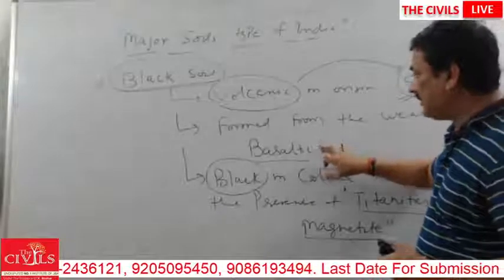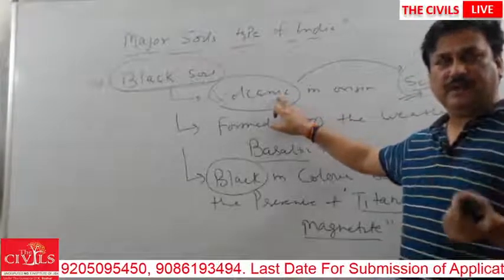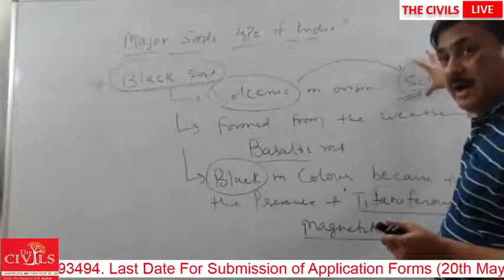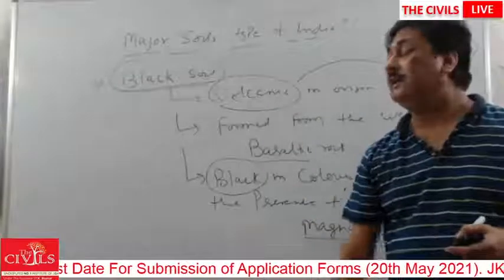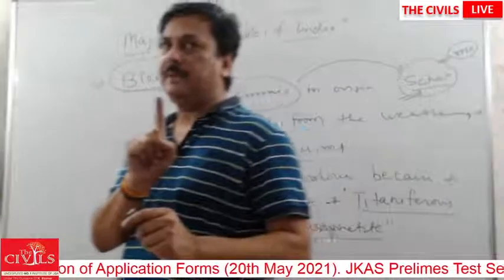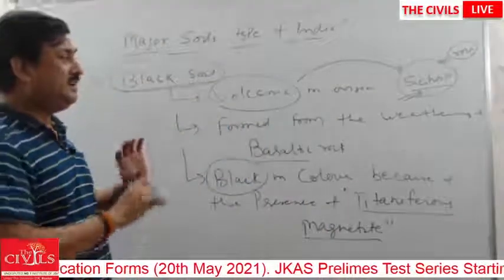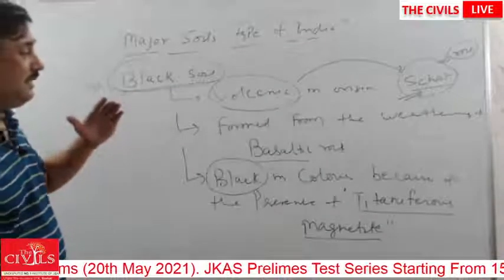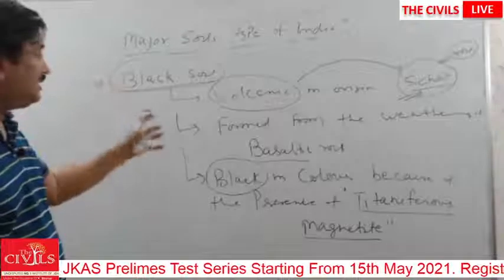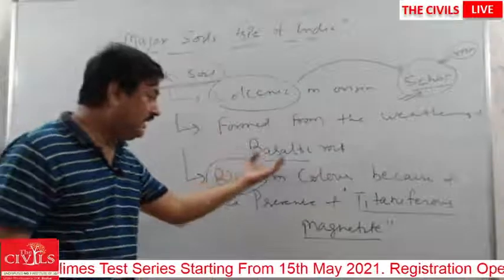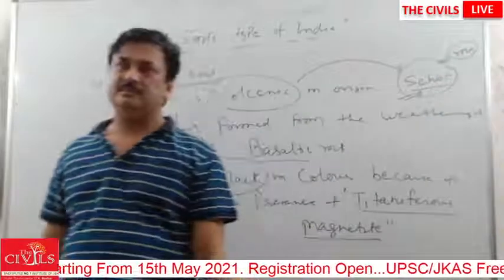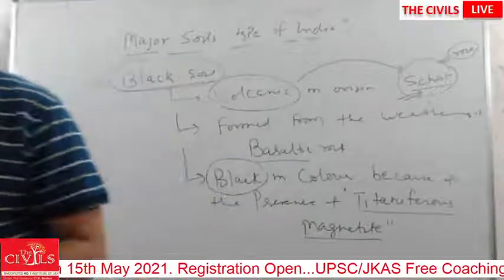We all know basaltic rocks are formed from volcanic eruption, but apart from volcanic eruption, schist rock is also responsible for the formation of black soil. This is very important for the pre-examination, because it is generally understood that this soil is only volcanic in origin. But actually, this soil is formed not only from basaltic rock, which is volcanic in origin, but also from schist rock. This is a very important point.